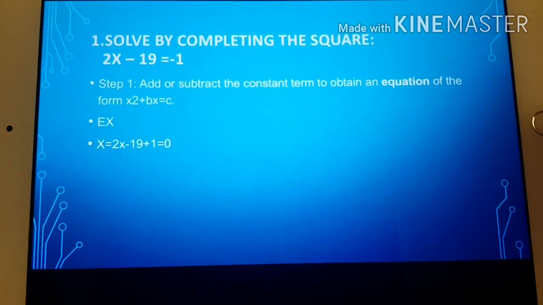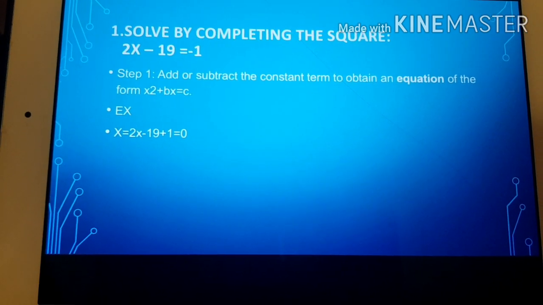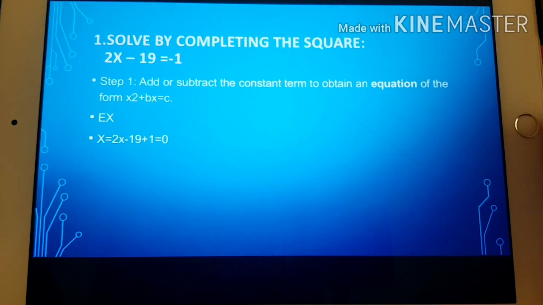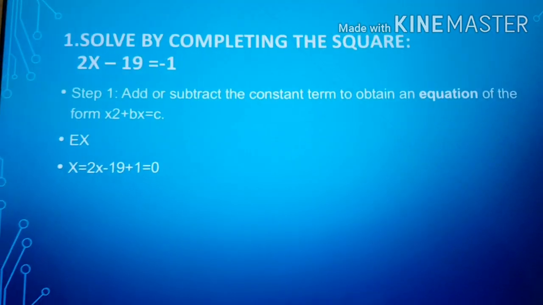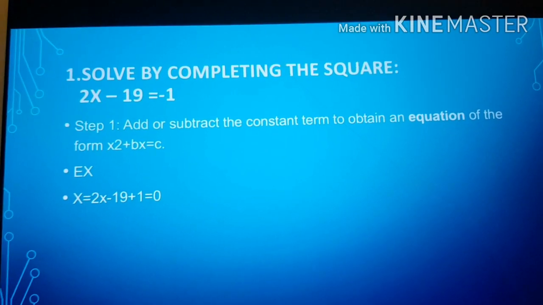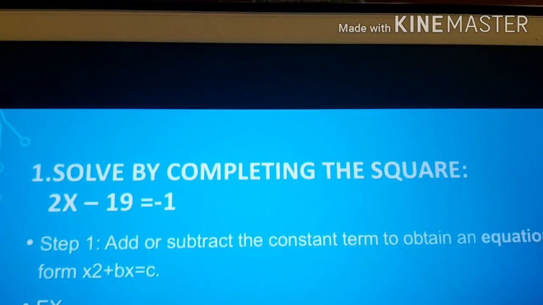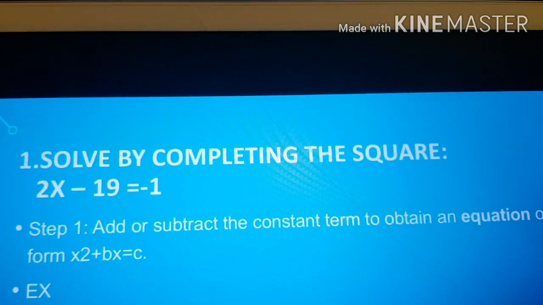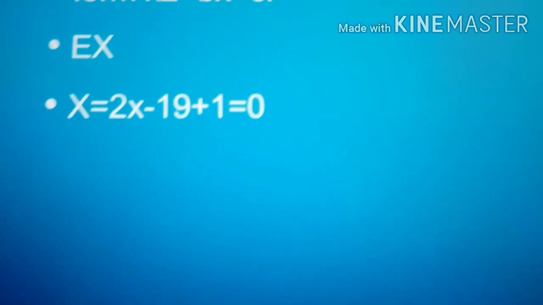Now step 1: add or subtract the constant term to obtain an equation of the form x squared plus bx equals c. First, we need to make sure that it's in standard form. For this one, 2x squared minus 19 equals negative 1. That's not a standard form. This is the standard form.